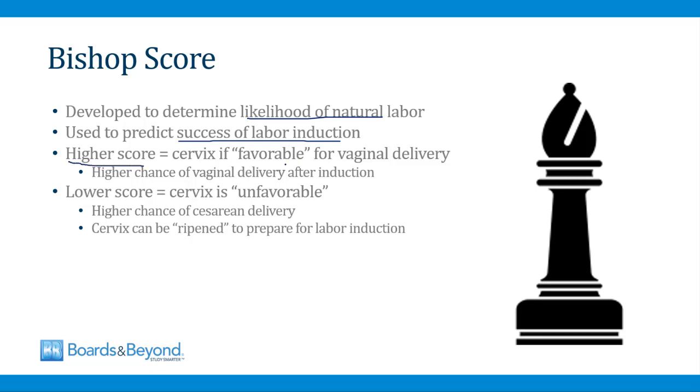A higher score means the cervix is favorable for vaginal delivery, and there's a higher chance that the vaginal delivery will be successful after induction. A lower Bishop score means the cervix is unfavorable, and there's a high chance that the woman won't progress to a vaginal delivery and will ultimately need a cesarean delivery. There are techniques to ripen or prepare the cervix for labor induction, and I talk about this in the second video on labor and delivery.